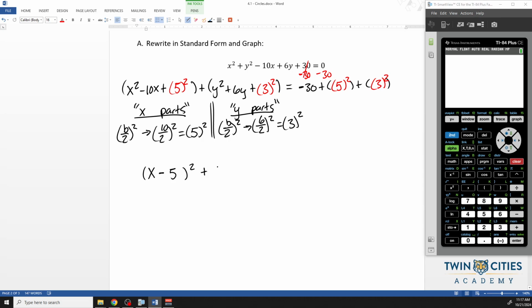over here, do the same thing for the y's. Set of parentheses squared. Take the square root of the first term. That's going to be y. Take the square root of the last term, 3 squared, so that'll be 3. Copy the sign in the middle. And this is equal to, well, I've got negative 30 to start with. I'm going to add 5 squared, and then I'm going to add 3 squared. So this will be 4. This is your standard form.